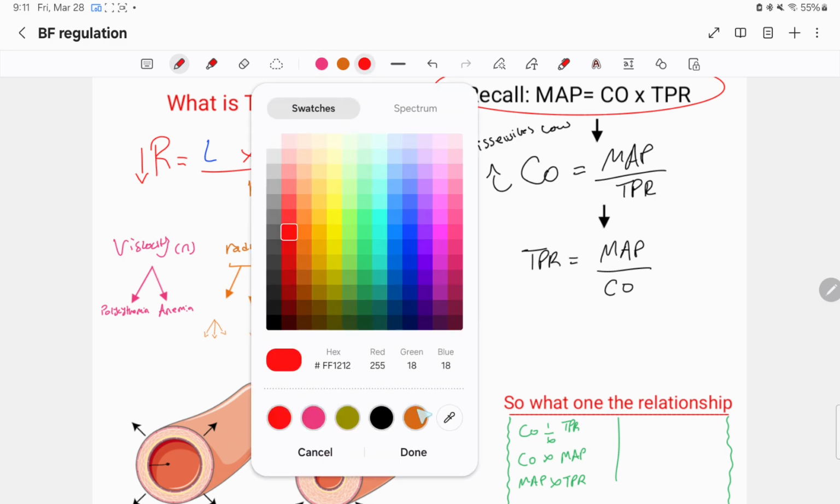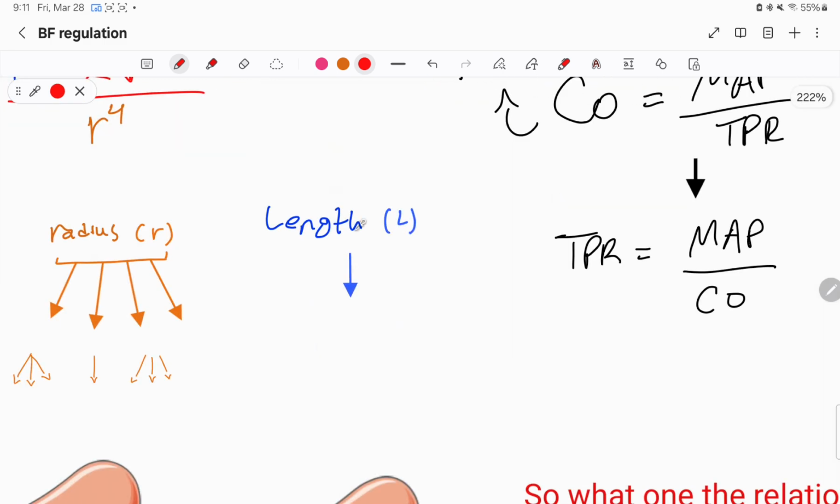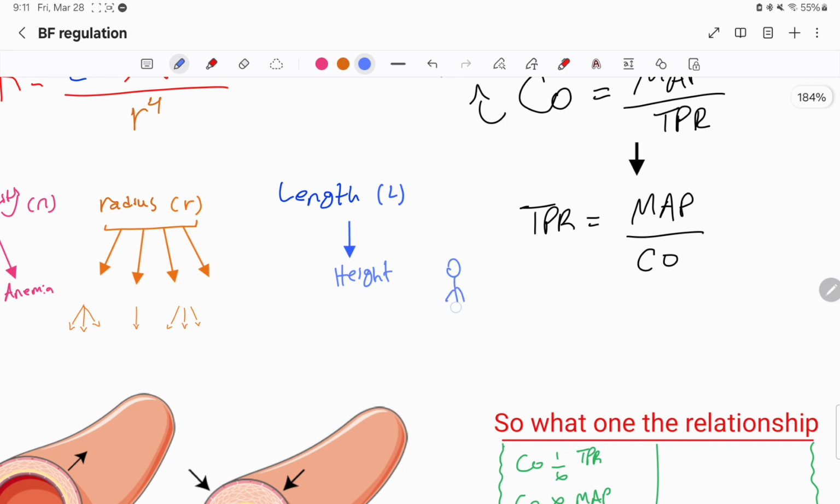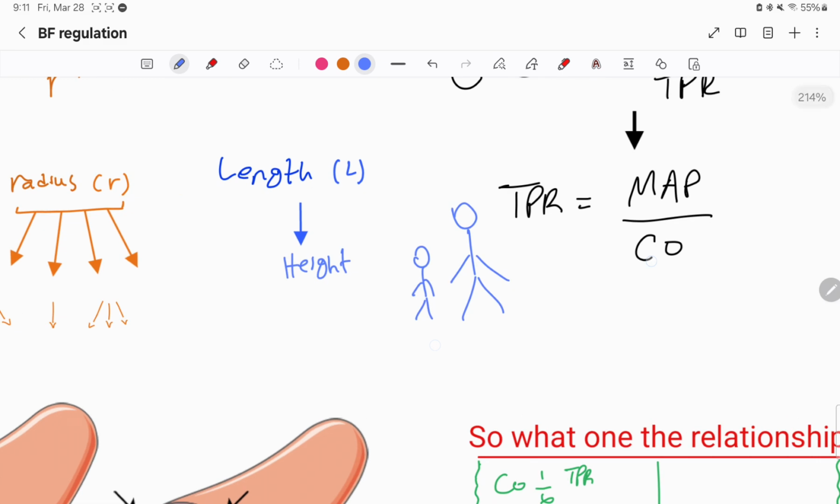Length really is pretty self-explanatory. It's referring to the length of the blood vessel, which can be affected by height. So let's take two people, this guy right here and this guy right here. Which one of these guys do you think has the bigger length of blood vessels?